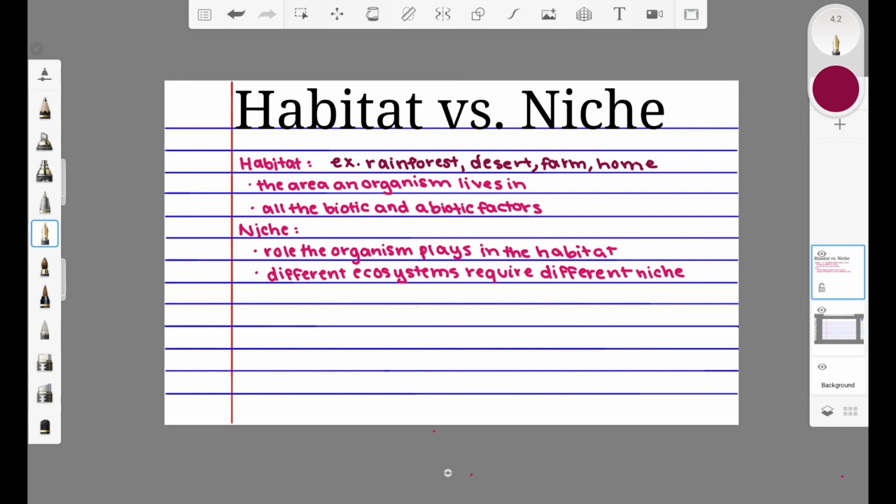And now let's look at some examples of different niches. A niche could be the organism's temperature range, how it eats and reproduces, and its place in the food web. So let's just write a couple of those. For example, if we talk about a tertiary consumer, its niche would be to eat the secondary consumers because that is the role it plays in the habitat.